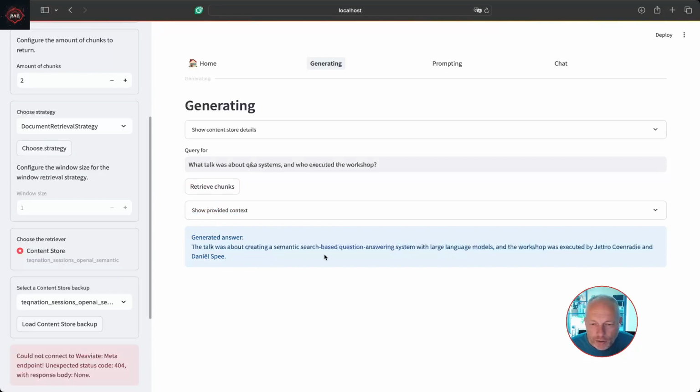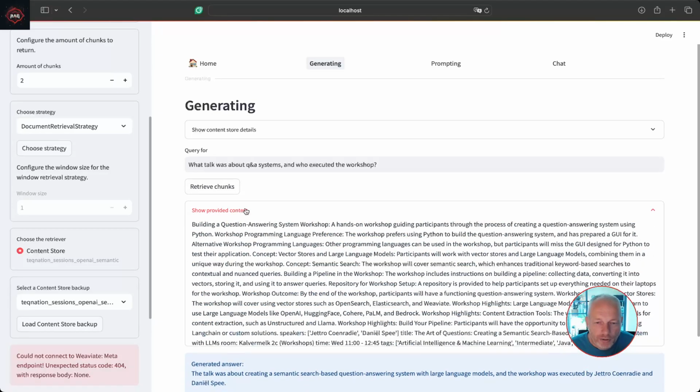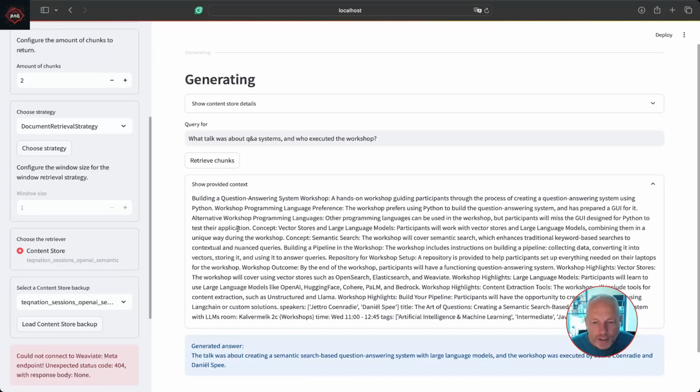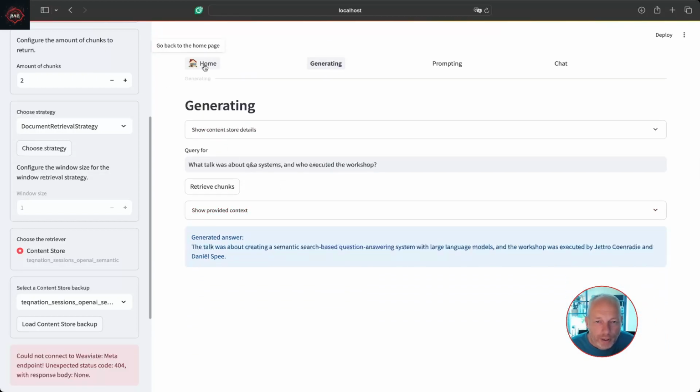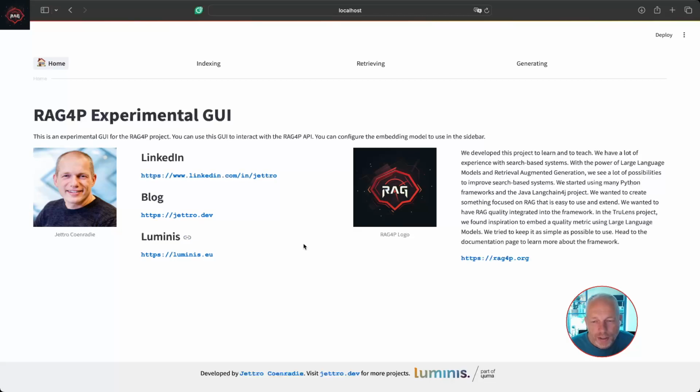The talk was created as a semantic search-based question answering system with large language models, and the workshop was executed by RAG4p and Daniel Spee. And if you look at the context now, you see that there is a lot more context. That's it. The good part about the semantic chunks is that you have a very good balance between what you want to find, the semantic meaning of your question, and combined with a different retrieval strategy, you can find the complete document, and in that complete document you find most of your answers.